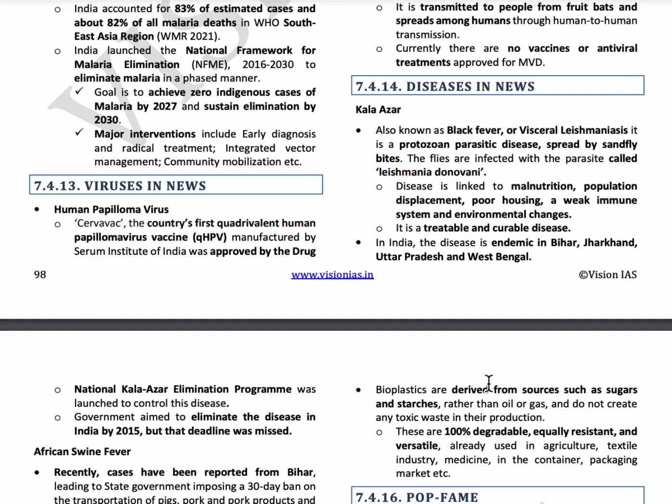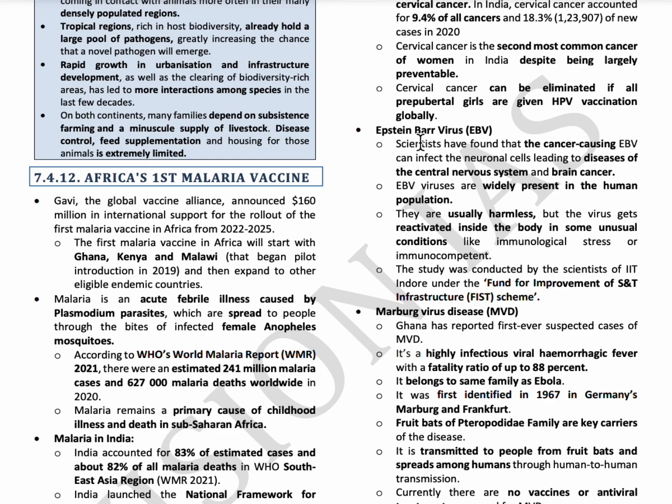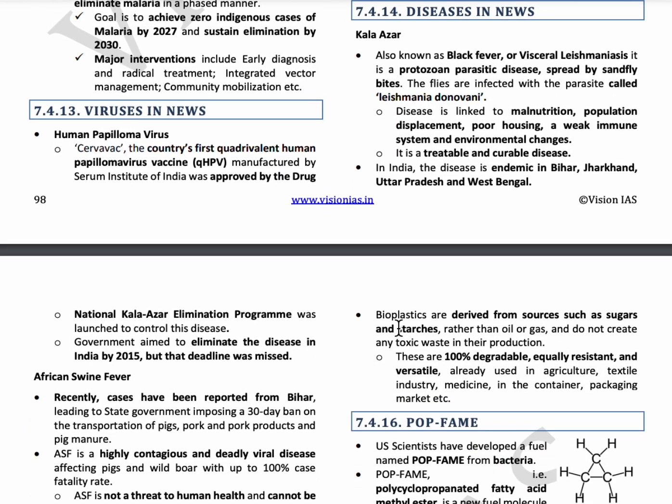Next virus is the Epstein-Barr virus, EBV. It is a cancer-causing virus and infects the neurons called neuron cells, and it can also cause brain cancer. Next virus is Marburg virus disease, MVD. It belongs to the same family as Ebola. It is transmitted through fruit bats. It is highly infectious and causes hemorrhagic fever.